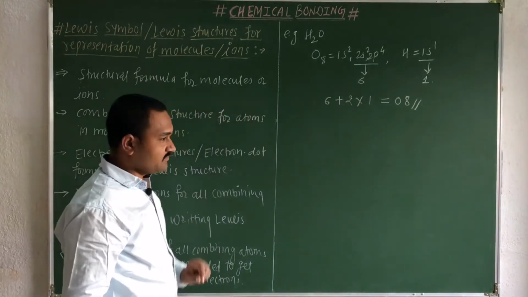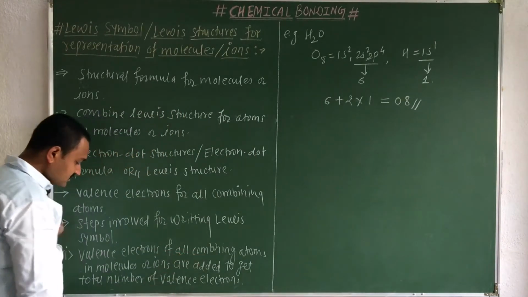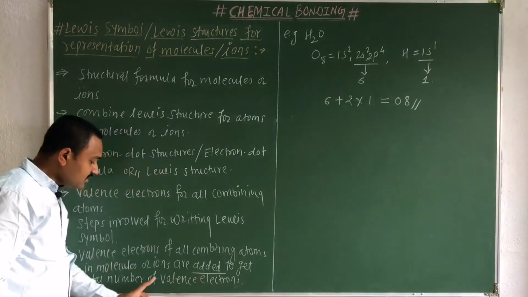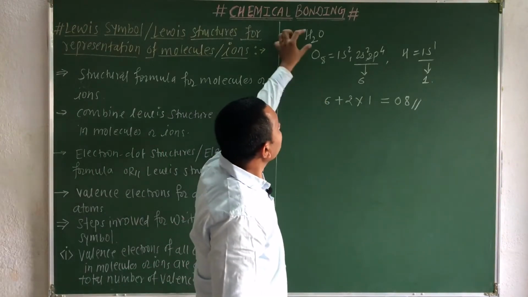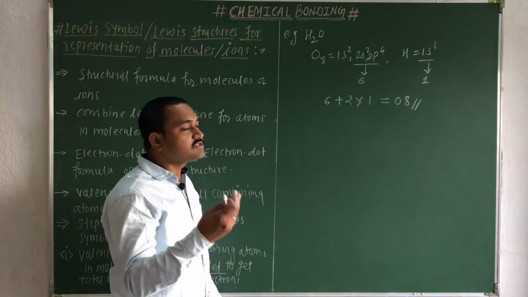So that is our step. What we have written here is that valence electrons of all combining atoms in molecules or ions are added to get the total number of valence electrons. So in the H2O molecule there are 8 valence electrons. Now let's go to the next step.